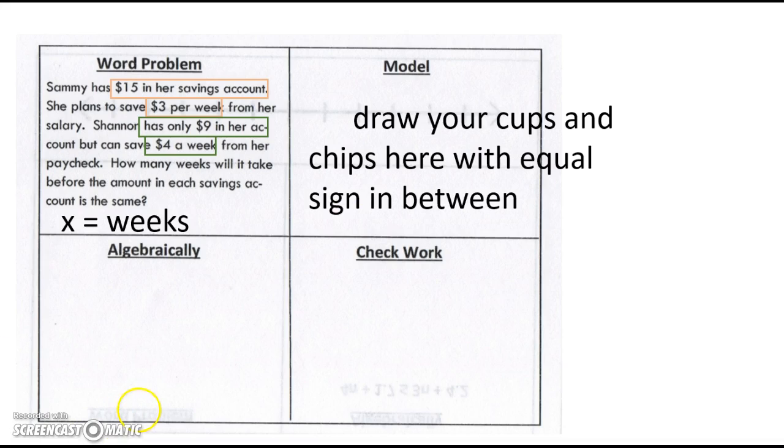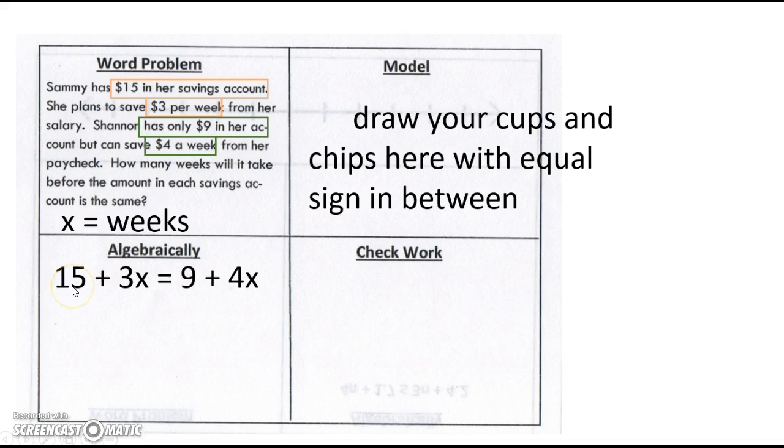Okay, I'm back, sorry. All right, so that's where you're going to draw your cups and chips in the model box. So you have 3X, so that's 3 cups, and then 15, that's 15 circles or chips. And then on the other side, $4 a week, that's 4X. Your 4X, your 4 cups, plus 9. Okay. Then algebraically, that's when you're going to write your equation.